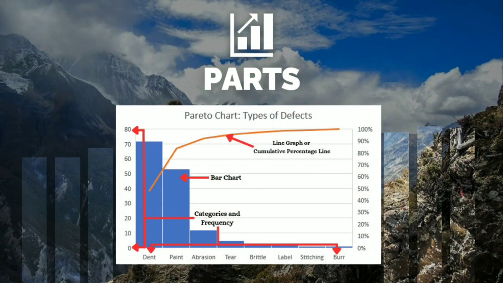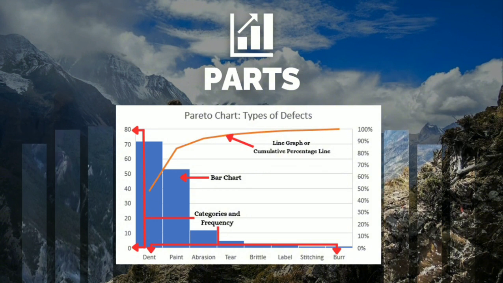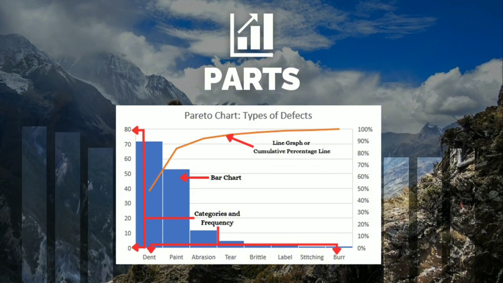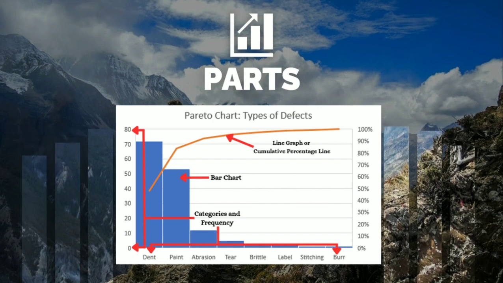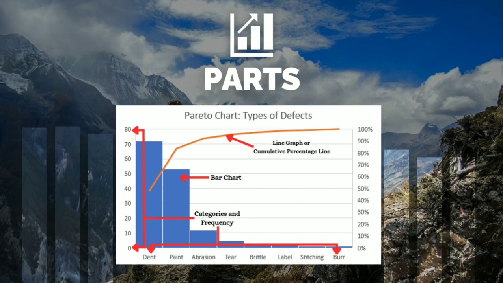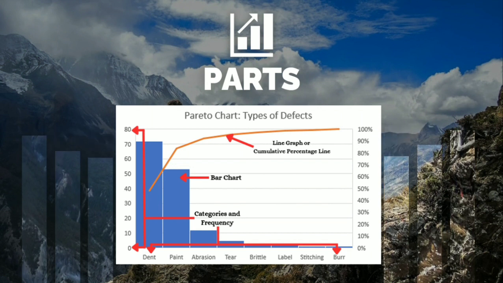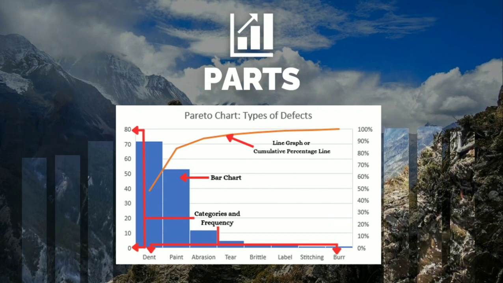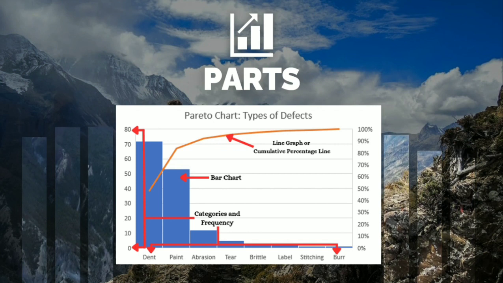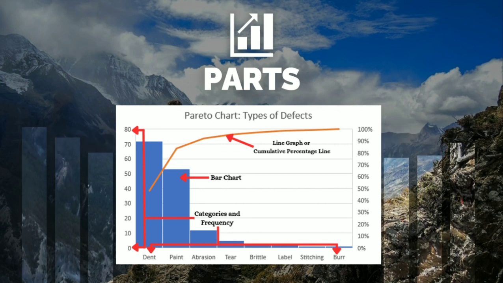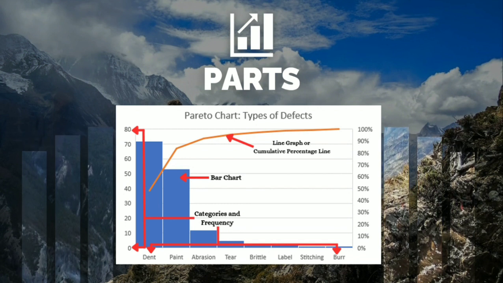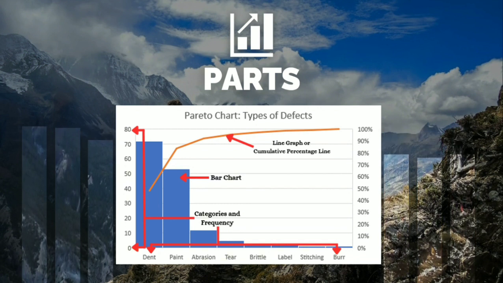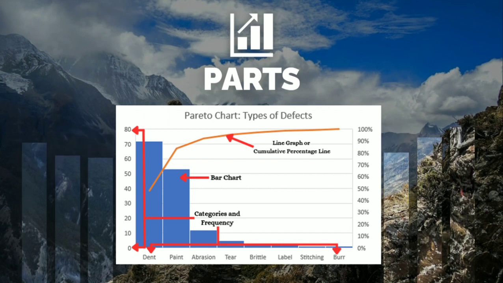Line graph. A line graph, often referred to as the cumulative percentage line, is superimposed on the bar chart. This line represents the cumulative percentage of a total contribution of factors. It helps identify the point at which a significant portion of a problem is addressed.